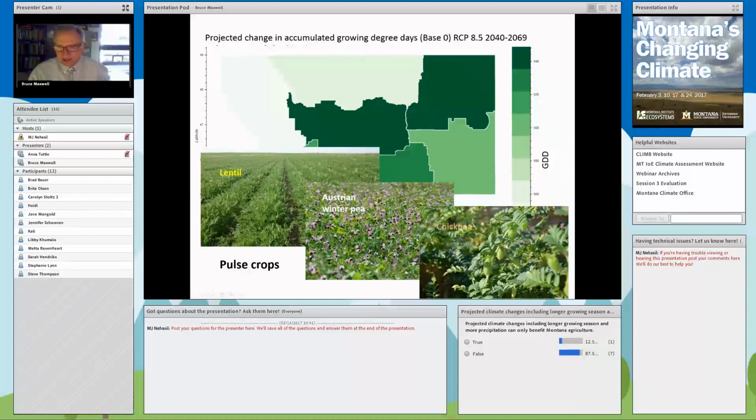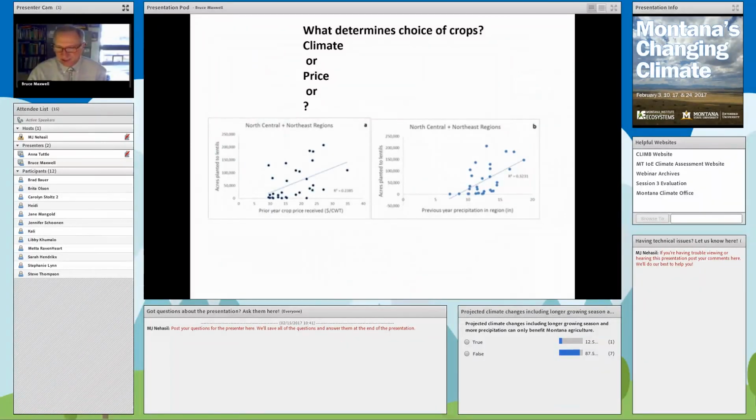So one of the things I tried to do was to determine choice of crops and what affects the choice of crops by farmers. And here, I combined the North Central and Northeast region, and this is all data out of the National Ag Statistics Service, and Montana has an office there, and we get these statistics each year. And here I have acres planted to lentils as an example, and then what the prior year crop price was received. So dollars per hundredweight is what you see on the x-axis, and this is from the previous year. So I wanted to see how much that crop price was influencing the number of acres being planted.